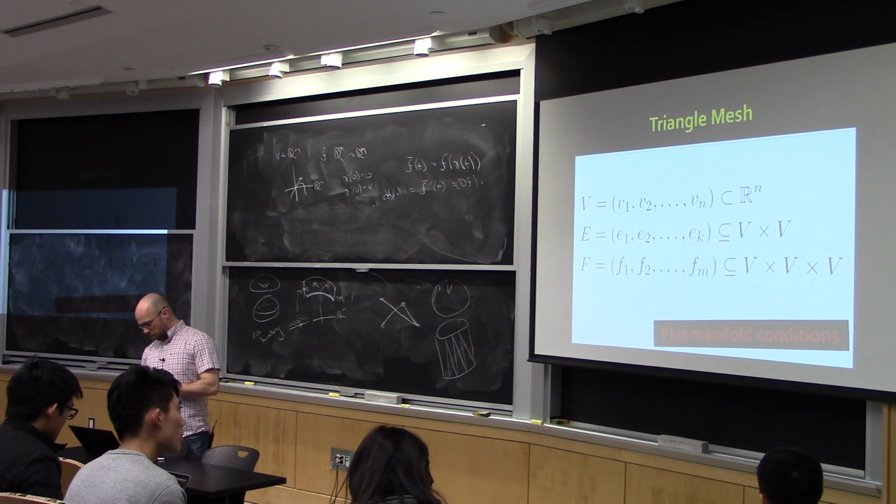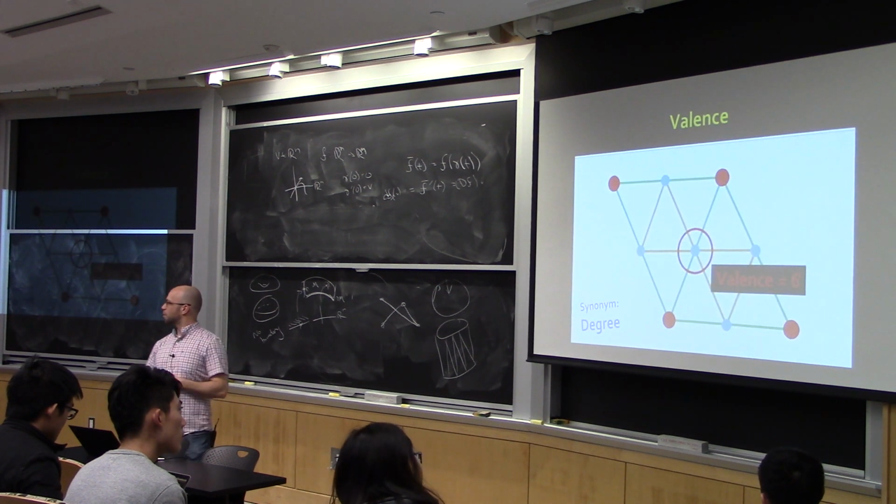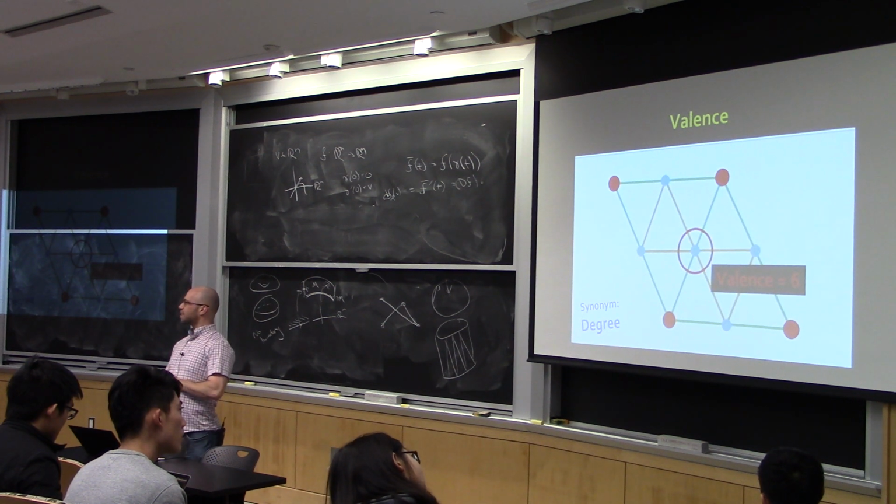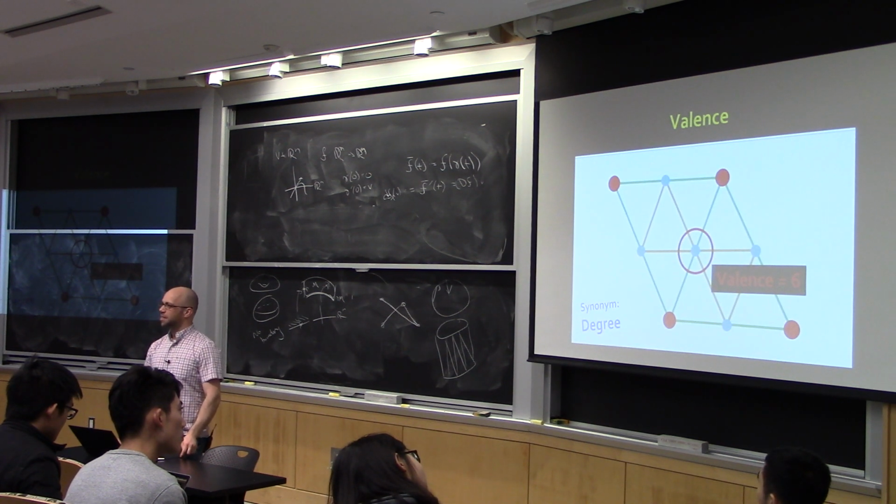Okay, so some topological terminology that's worth knowing. One is the word valence. This just refers to the number of neighbors of a vertex. A synonym for that is degree. And for fun, let's do a little bit of degree of freedom counting on triangle meshes. This is my favorite hobby to do. As you brush your teeth, you count vertices and edges and triangles and things.